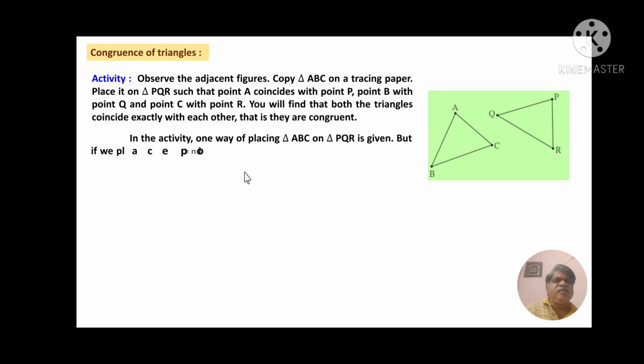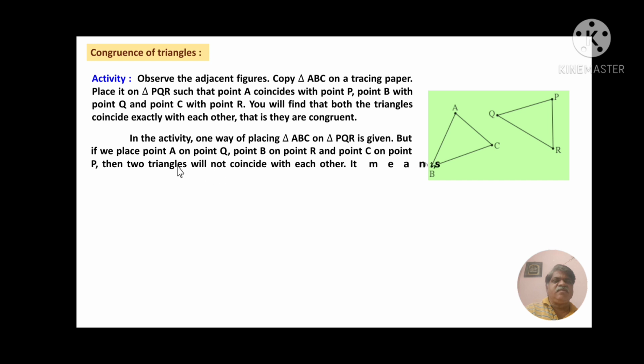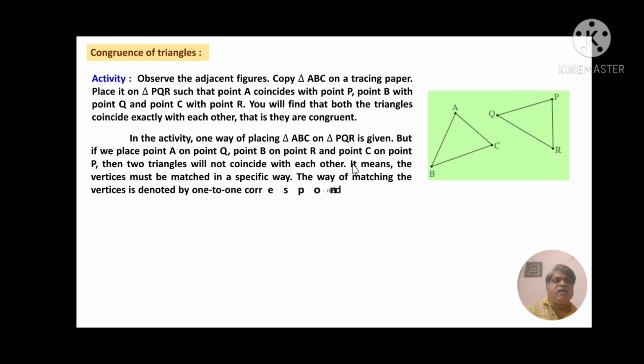In this activity, one way of placing triangle ABC on triangle PQR is given. But if we place point A on point Q, point B on point R and point C on point P, then the triangles will not coincide with each other. It means the vertices must be matched in a specific way. The way of matching the vertices is denoted by one-to-one correspondence. Point A corresponds to point P is denoted by A, and here you show an arrow on both sides. It indicates one-to-one correspondence.